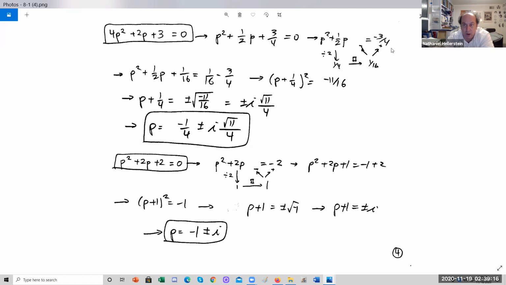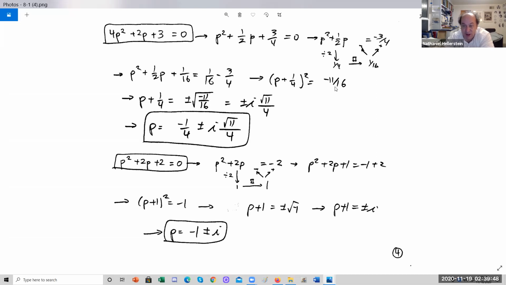Okay. Now we complete the square. Take half of this coefficient of a half. That's 1/4. Square the result, that's 1/16. Add 1/16 to both sides. We get p squared plus a half p plus 1/16 equals 1/16 minus 3/4. Now this left side is the square of p plus 1/4. That's completely the square. The square of (p plus 1/4) equals negative 11/16.